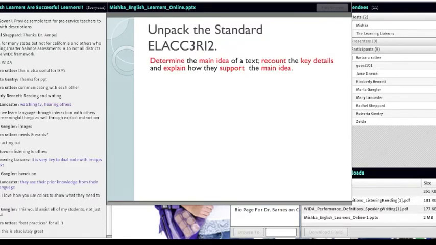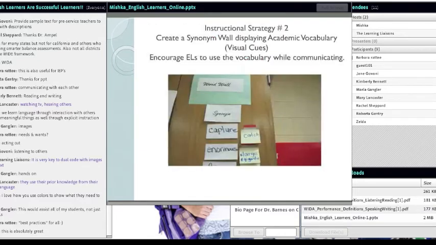So this is another standard, and this one is basically easy to unpack because all you have to do is highlight the academic language like what I did, and then we have to come up with synonyms for the academic language. So a synonym for main idea would be, we would determine what the story is mainly about. And recall would be retell the key details and explain how they support the main idea. All right, so let's move on.